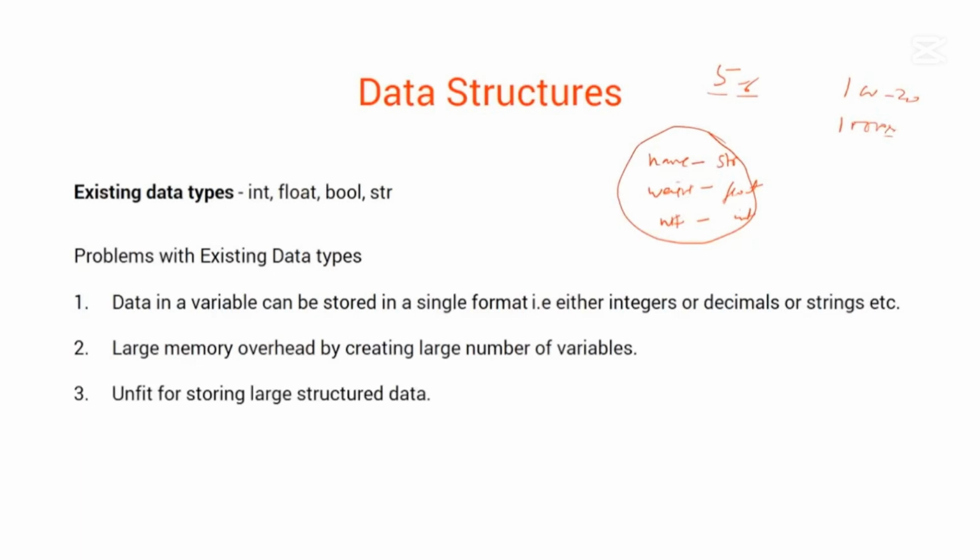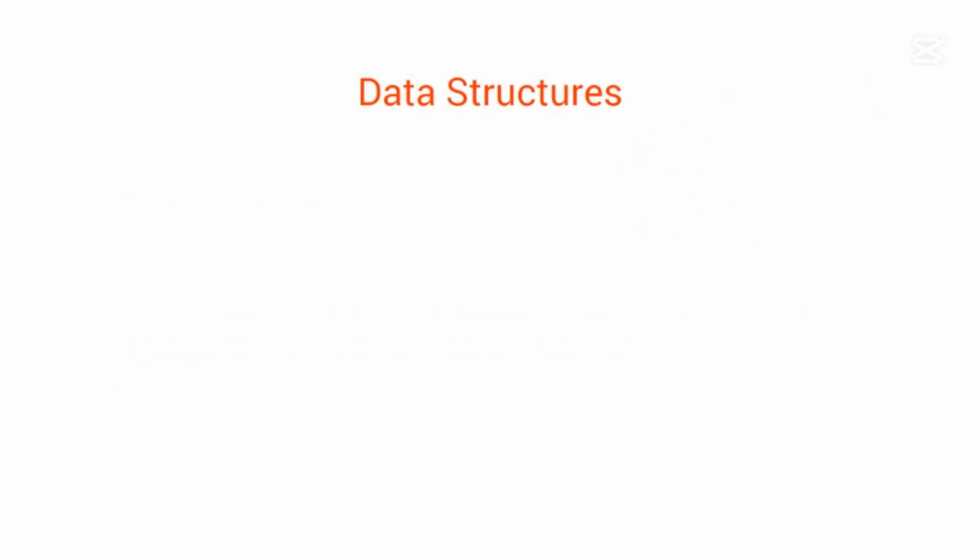Also, there is an absence of inherent structure in variables. For example, if you wish to store some data as a sequence, then variables are not suited for this task. So, to address the above problem, let me introduce you to two data structures in Python. First is the list and second is the dictionary.